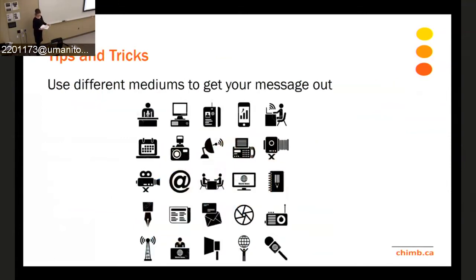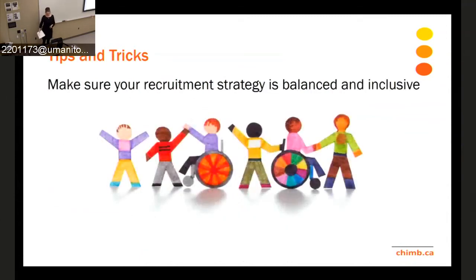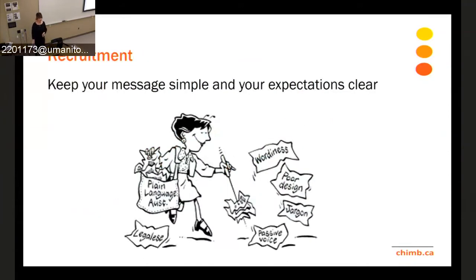Different mediums, we talked about different ways to get your message out. It's important to try more than one, so not just doing an email, but try different opportunities. Make sure that your recruitment strategy is balanced and inclusive. So try to involve people with lived experience in helping you develop your recruitment strategy. It's an important way as well. So get people's perspectives on what's the best way to talk to people and reach out to people.